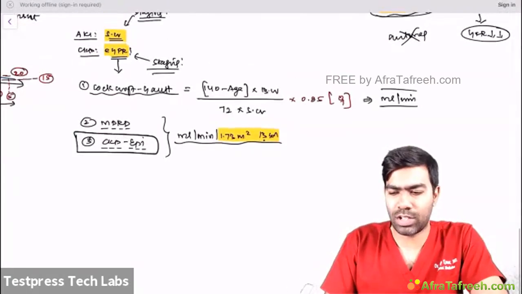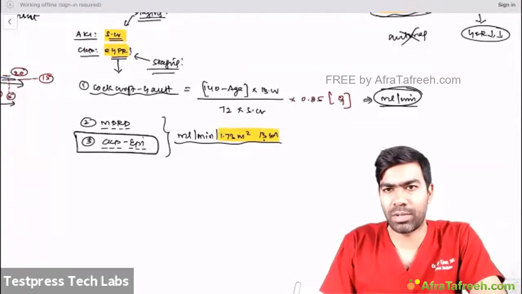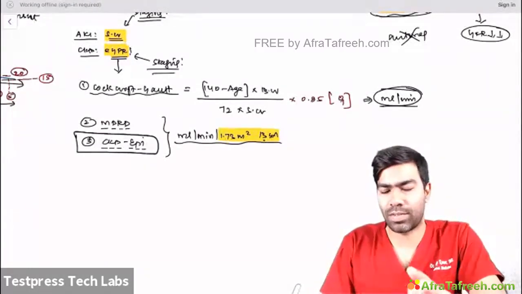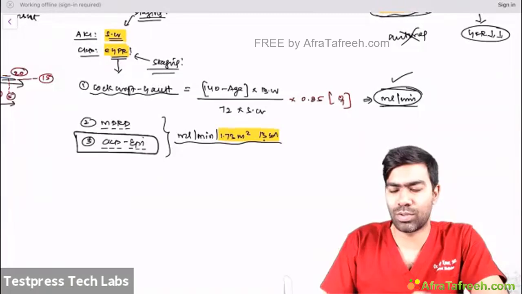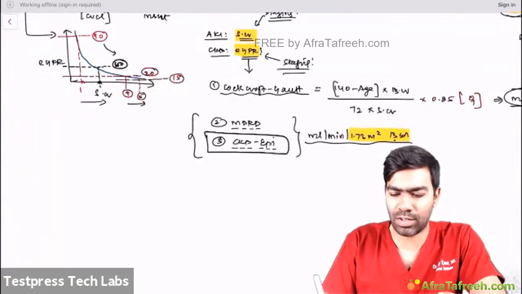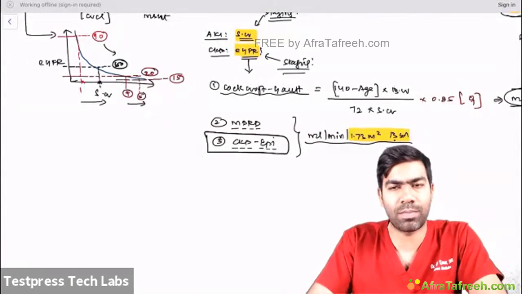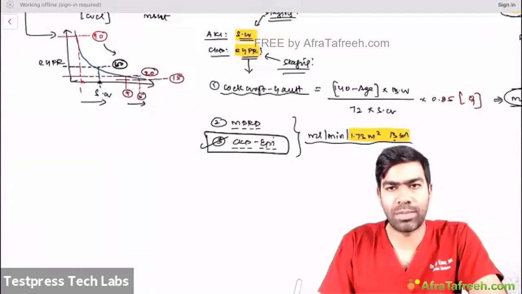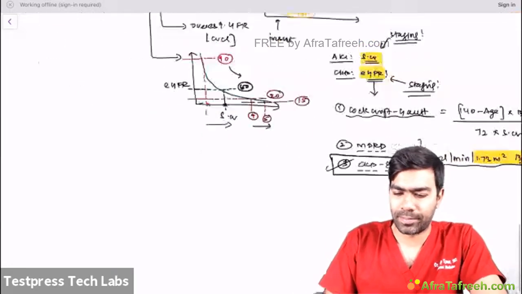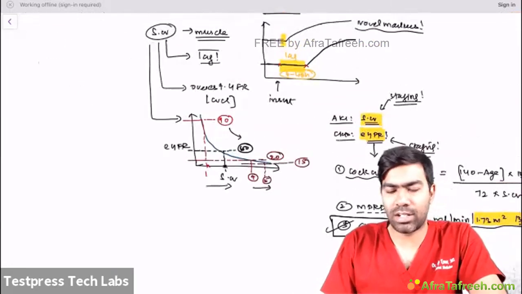Cockcroft-Gault's biggest problem is that it will tell only in ml per minute, but it will not give the creatinine clearance or eGFR per 1.73 meter square body surface area. So you should do that additional calculation also. That's why in modern practice we don't use it; in India, usually they prefer using the CKD-EPI calculation. That's what we use. And all these things tell us that we definitely need a novel marker.